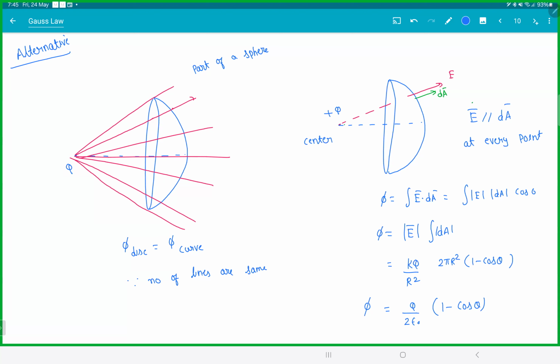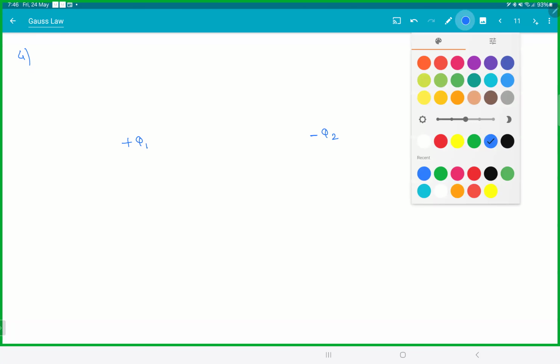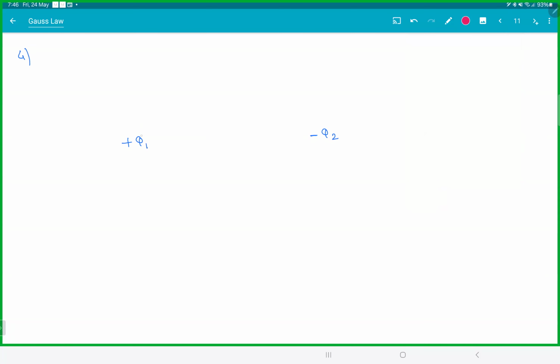Let's see a question. So we have a charge Q1, we have a charge minus Q2. One of the field lines leaves Q1 and enters Q2 at an angle alpha and enters at an angle beta.